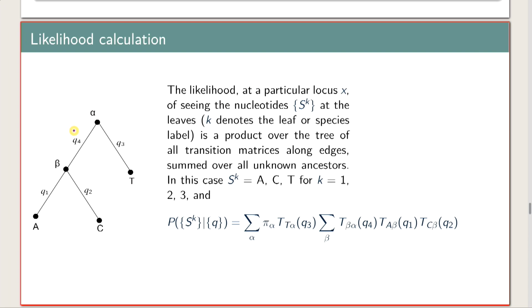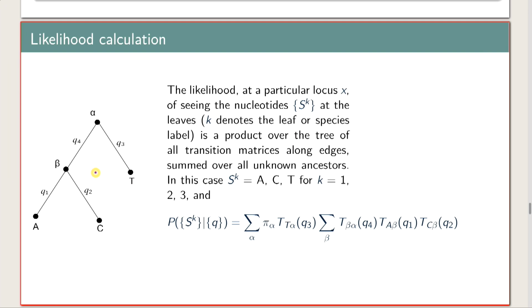So this is one possible topology, but you could have a topology where A and T are neighbors and C is further away, and so on. Actually, with three species, there's only one topology because of the pulley principle, but just ignore that. But the other thing is these branch lengths.